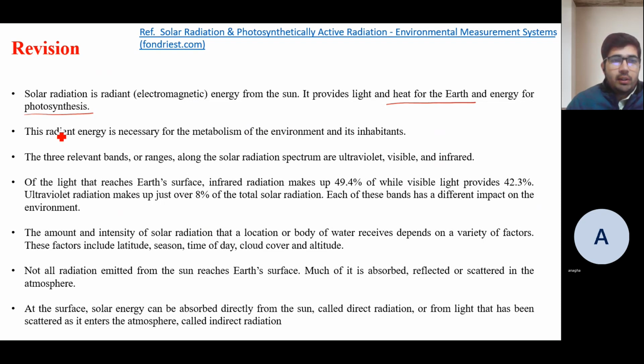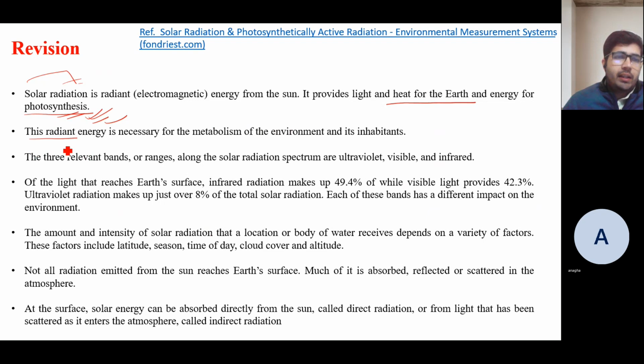And for photosynthesis, because we are getting all our basic needs from the plants only, everyone is dependent on the plants. We are getting the oxygen, we are getting the food, and we are getting everything. The other animals are also getting everything from the plants. So they are producing the products of photosynthesis, and for this they require some energy. So solar radiation is giving the energy for photosynthesis. So solar radiation is a very important part to maintain life on the Earth.